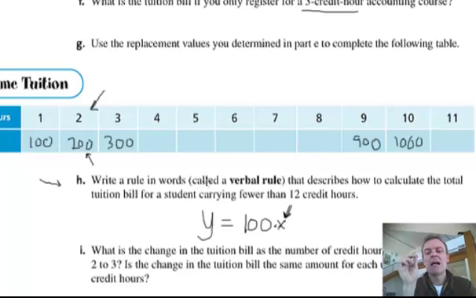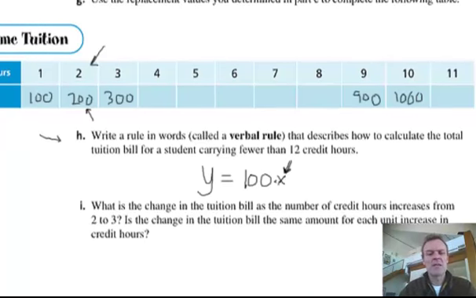So can you see that I'm putting in values for x. The important thing is the number of credit hours. Y, which is the answer, the tuition, just depends on that x, depends on the number of credit hours. Little things at the bottom here.